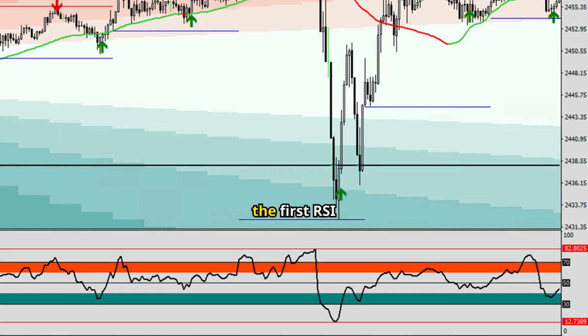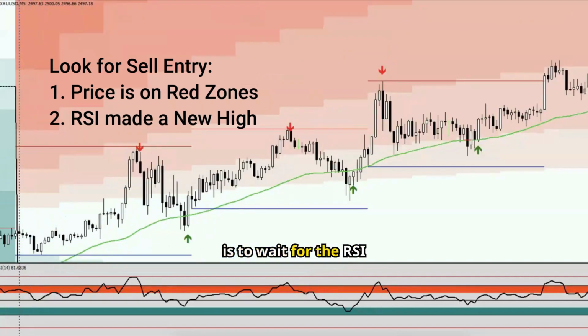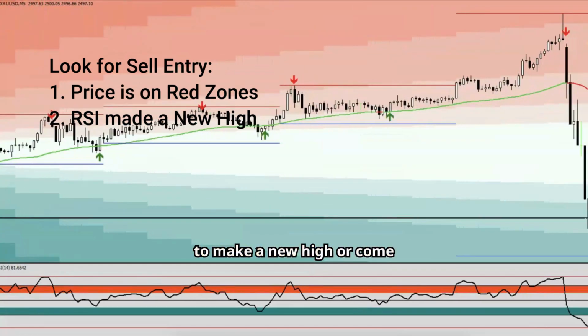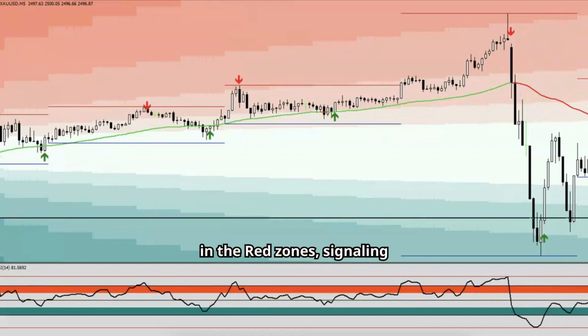Let's make this clear. The first RSI high of the day should be closer to the RSI 70 level and the first RSI low of the day should be closer to the 30 level. Let's go over the sell strategy on the M5 timeframe. The core idea is to wait for the RSI to make a new high or come very close to the previous high of the day, while the price is in the red zones, signaling a potential sell entry.